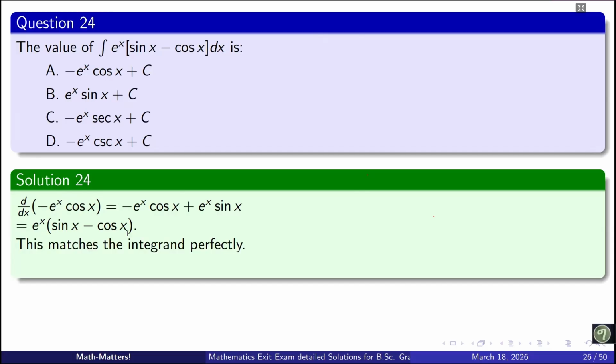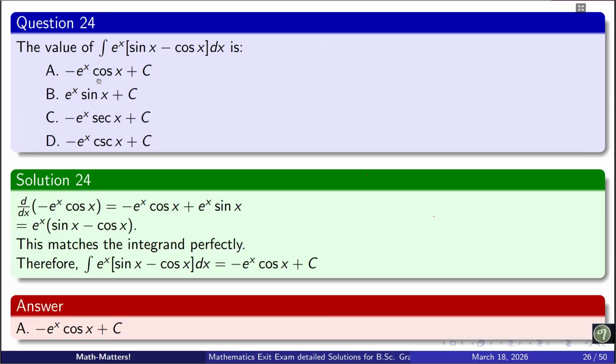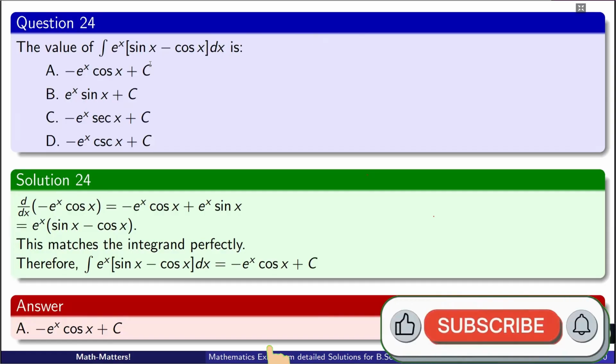And this is identical and matches the integrand perfectly. That means if the derivative of this function is exactly identical with the integrand, then the integral of the function is minus e to the power of x cos x plus any constant c. So the answer is A.